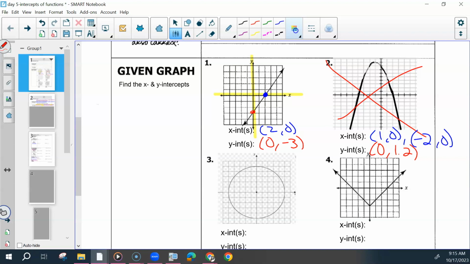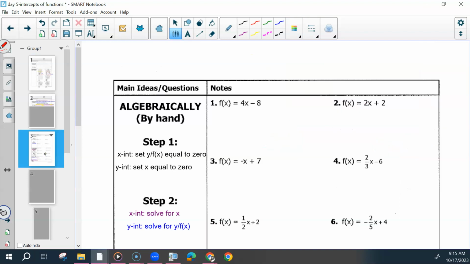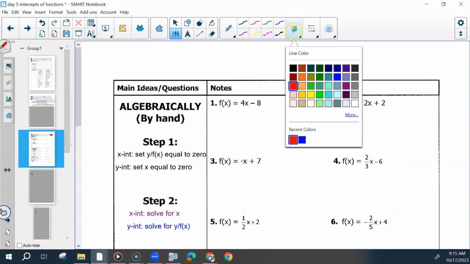If not, go on to the next page. Now, on the next page, we're going to solve these by hand.